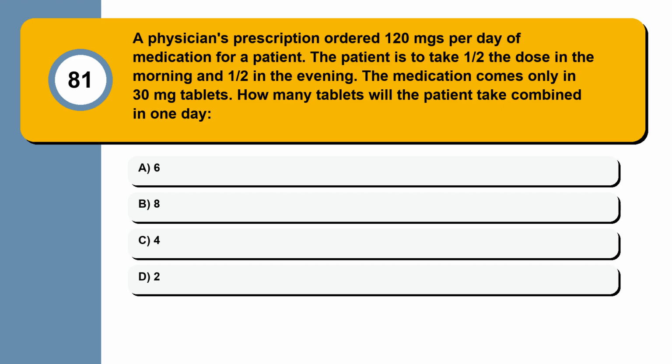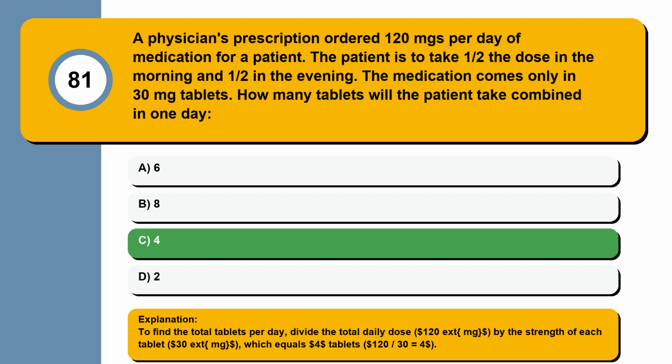Here are your options. Option A, 6, option B, 8, option C, 4, option D, 2. The correct answer is option C, 4. Explanation. To find the total tablets per day, divide the total daily dose, 120 mg, by the strength of each tablet, 30 mg, which equals 4 tablets. 120 over 30 equals 4.